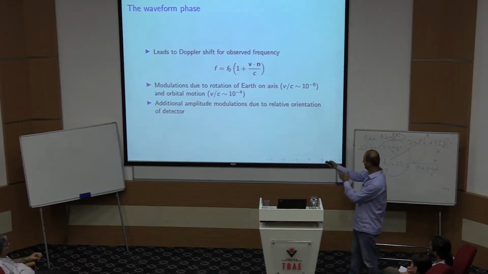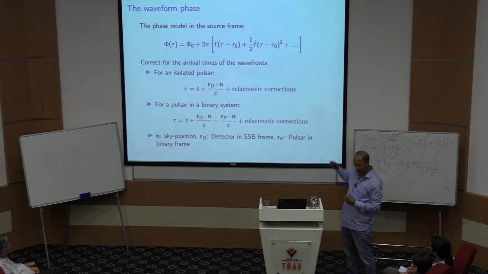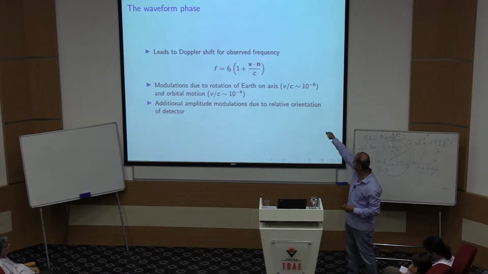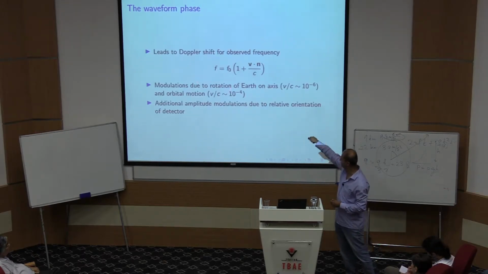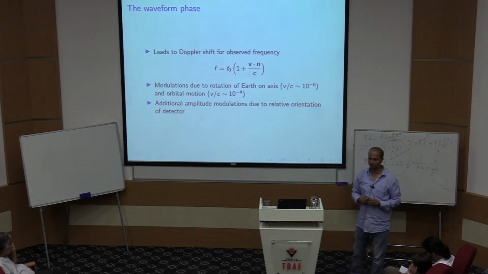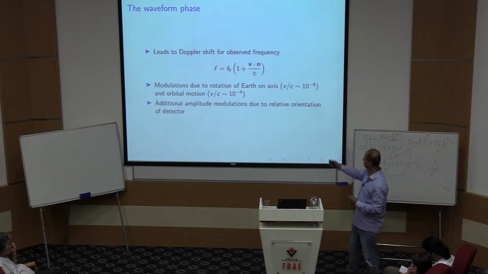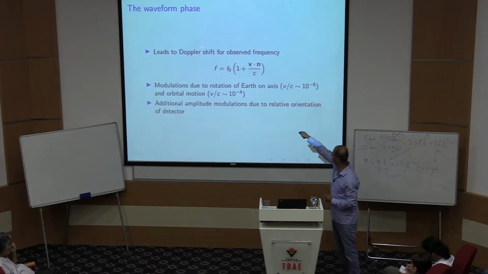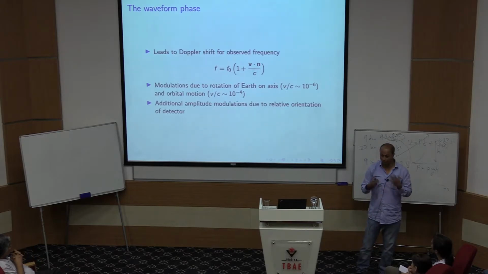Okay? So the frequency is the derivative of the phase. If you just do this translation of the times, then you get this expression here for the observed frequency versus the intrinsic frequency of the signal. Depending on the velocity of the detector, the observed frequency can be modulated, or will be modulated, in fact.